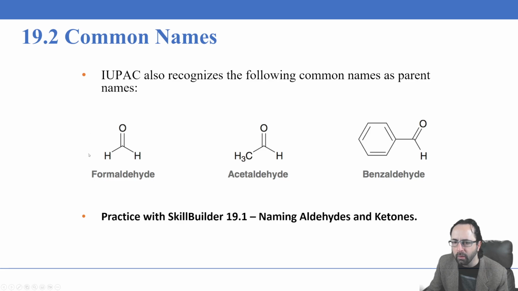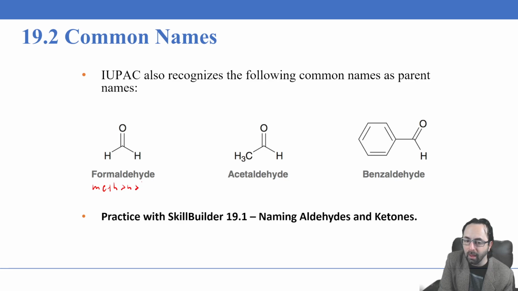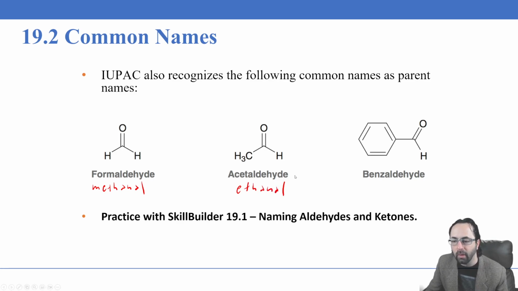Then there are several other parent names that are recognized by IUPAC, including formaldehyde here. Normally, if we named it systematically, this would be called methanal, meth for one carbon, anal for aldehyde. But very commonly formaldehyde is used, and you'll see that on bottles and everything. Here this would be called ethanal, eth for 2 carbons, and al for aldehyde. But often it's called acetaldehyde.